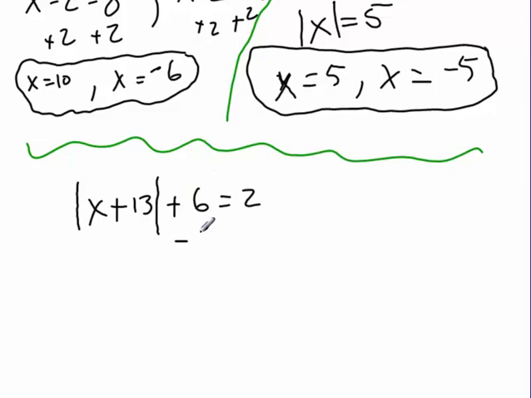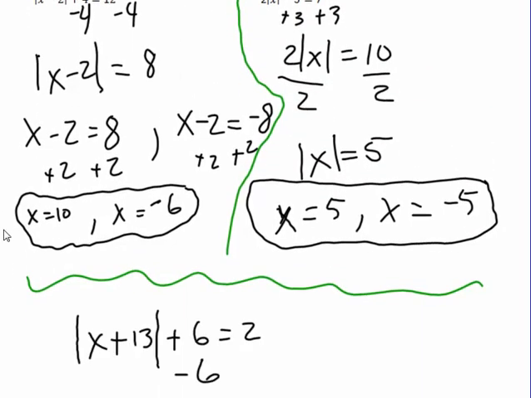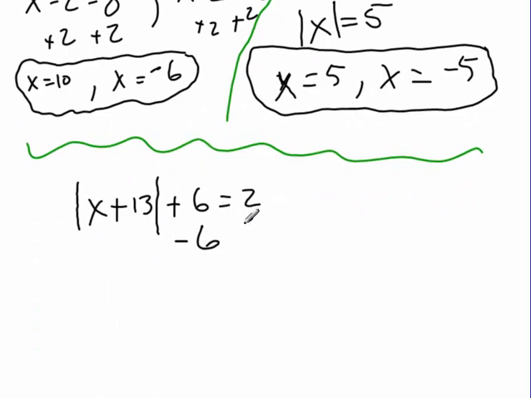So if I subtract 6 from both sides, again, isolating the absolute value first, right? The key idea, the big idea, we want to isolate the absolute value first. So I take 6 away from both sides, and here I get the absolute value of x plus 13 equals negative 4. Now wait a second.